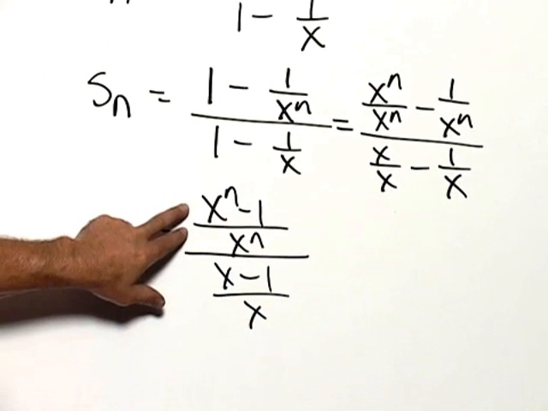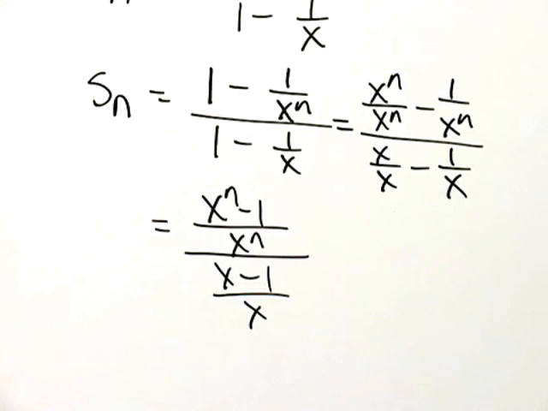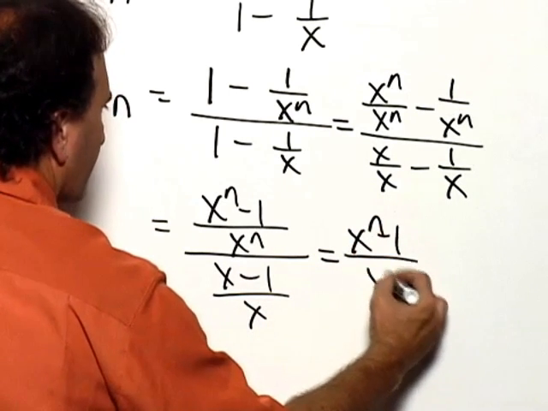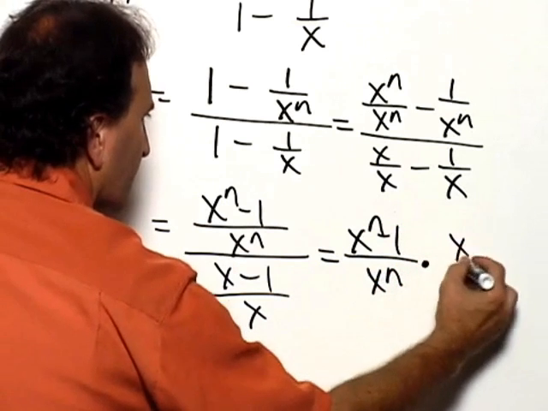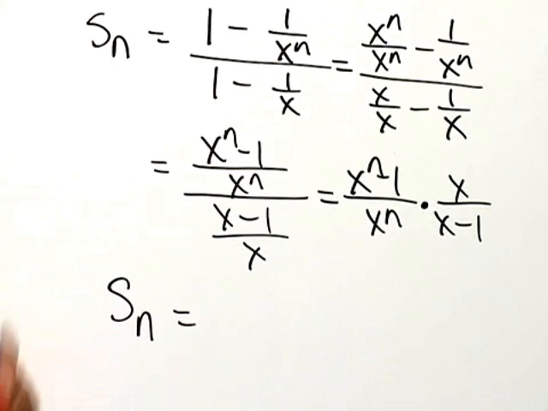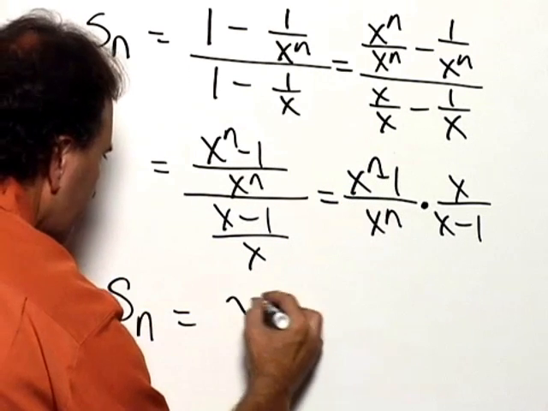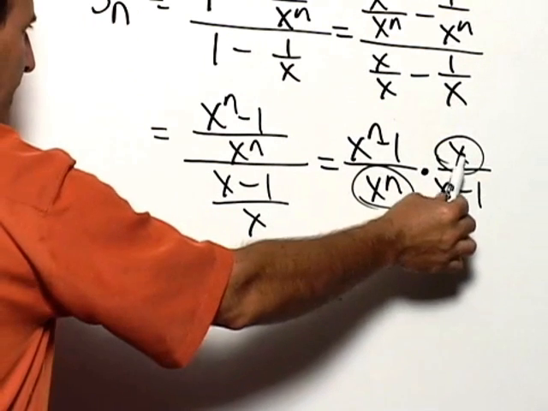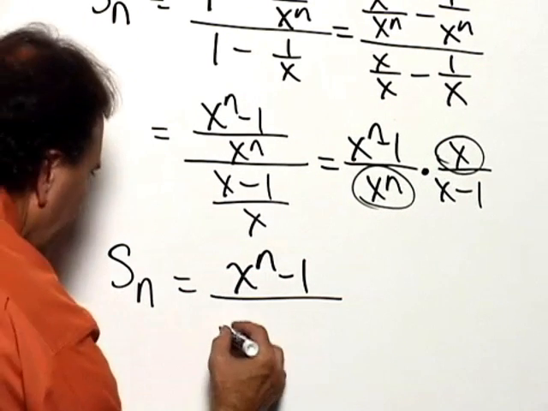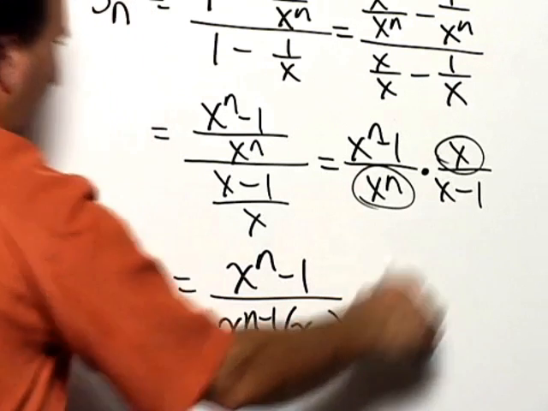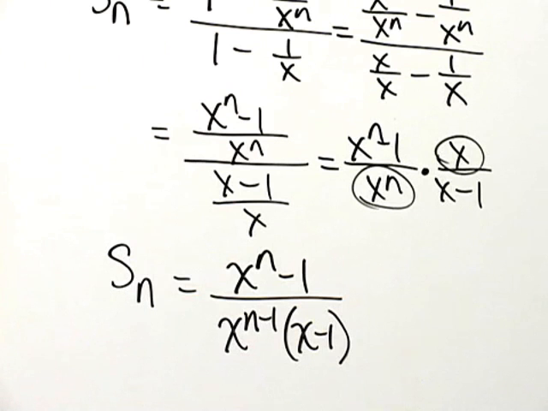We're dividing an algebraic fraction by another algebraic fraction, which means we can change that into multiplication by the reciprocal. So it's x to the n minus 1 over x to the n times the reciprocal x over x minus 1. So our formula for S sub n is going to be x to the n minus 1 over, now notice that we have x to the n and x. If I actually bring this x down into the denominator, that becomes x to the n minus 1. And that would be multiplied by this factor of x minus 1. So there's another possible way of looking at the formula for the sum of the first n terms.